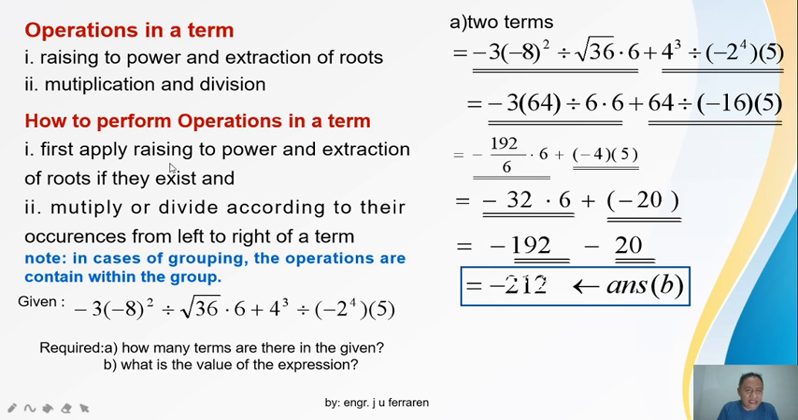So simply follow this one, no? So it is, you have to start with raising to power and extraction of roots, no? And if you are done with this, then that's the time you can multiply or divide, starting from left to right. Then you can multiply or divide according to their occurrences.